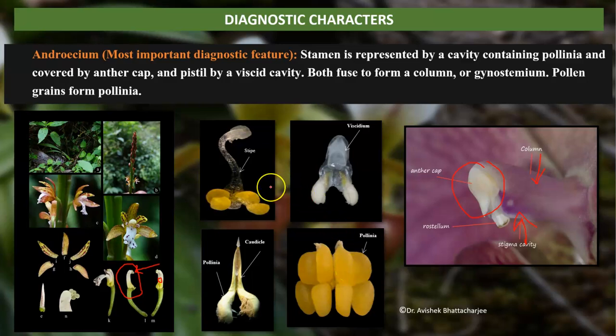There are various shapes of the pollinia in the orchid members. They may be with stipe, with viscidium, or without stipe, without viscidium, with caudicle. They may be in 2, 4, 6 or 8 numbers.